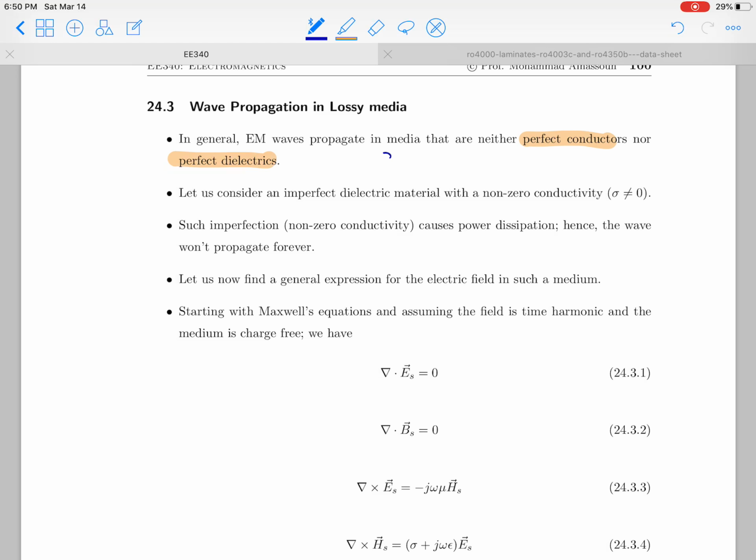So remember, a perfect conductor is a conductor with a conductivity that's infinite. A perfect dielectric is a dielectric with a conductivity that's zero. In many cases, this is not the case. So we have a dielectric with a non-zero conductivity. This non-zero conductivity will cause some power dissipation. Therefore, the wave will not propagate forever. The wave will experience attenuation.